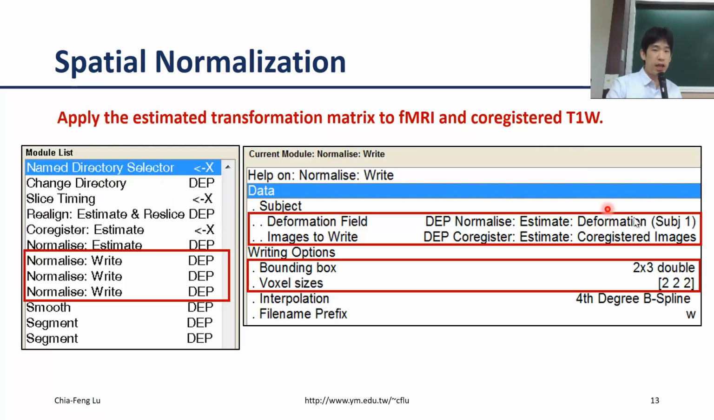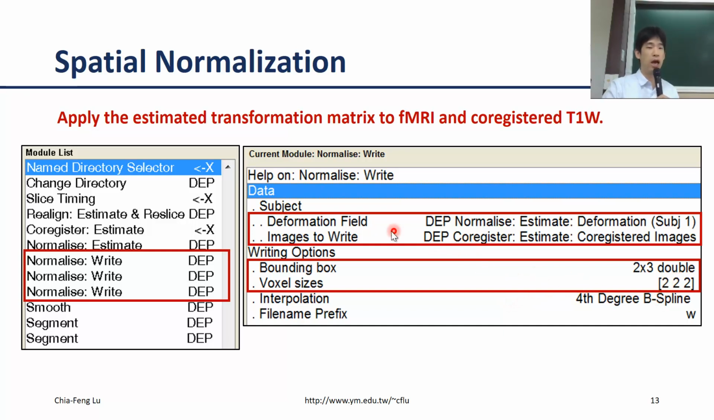And in this step, not only do you need to select the deformation field, but also the images to write. You can see that there are two writing options that are very important here. One is the bounding box, and another one is the voxel size. I think the voxel size is pretty intuitive. It means we can adjust the voxel size for the three different axes, X, Y, and Z. And the unit again is in millimeters.